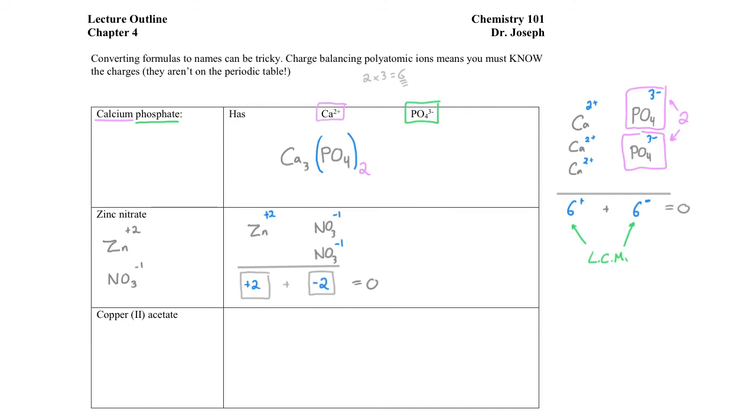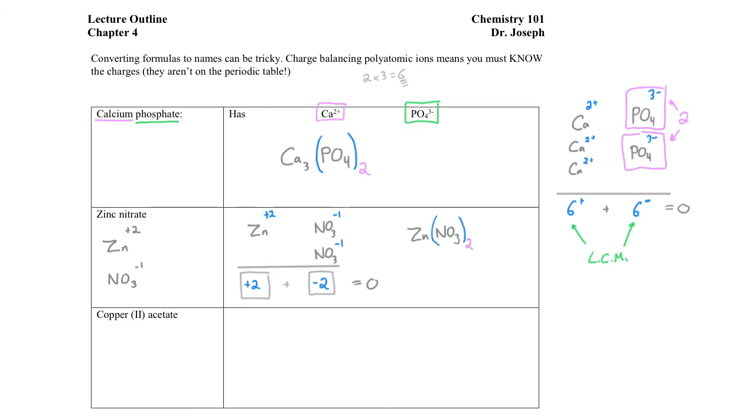2 negative charges would add to our 2 positive charges to give us a total of 0 overall, which is what we're looking for. So when we write the formula, we need 1 zinc and we need 2 nitrates. This is a group of atoms, so we put them in parentheses and then the subscript 2 right afterwards. So this is zinc nitrate.